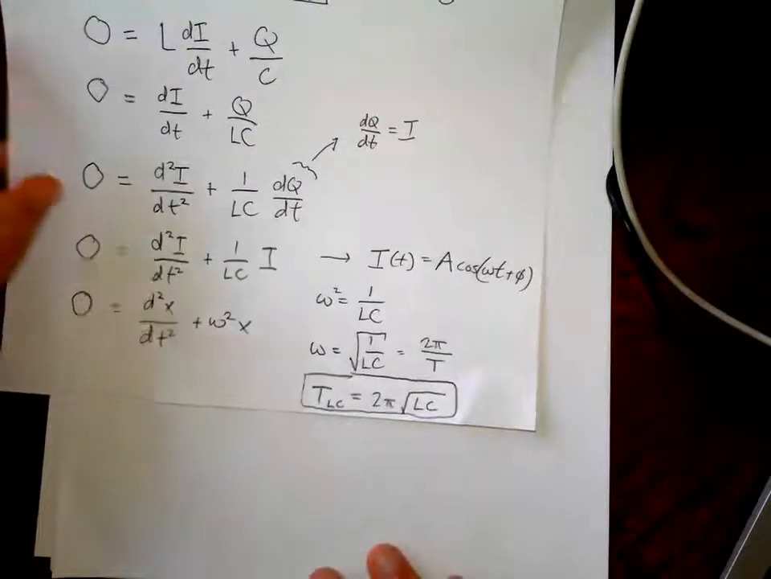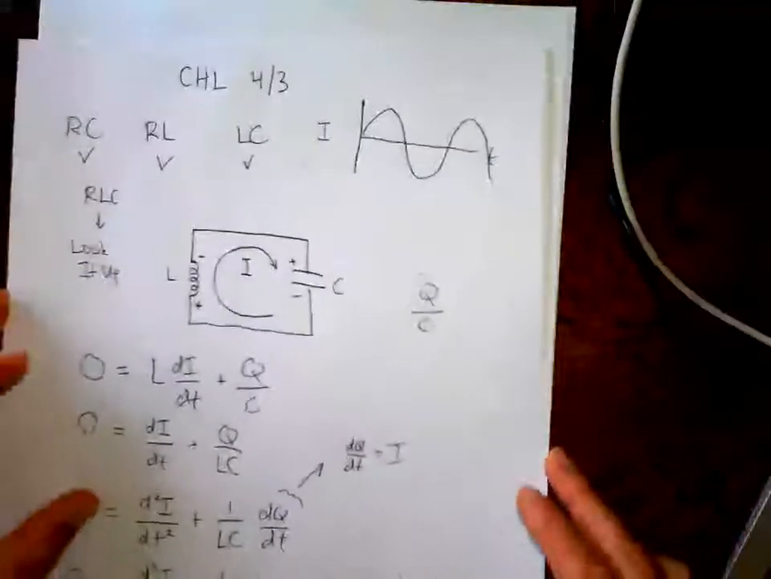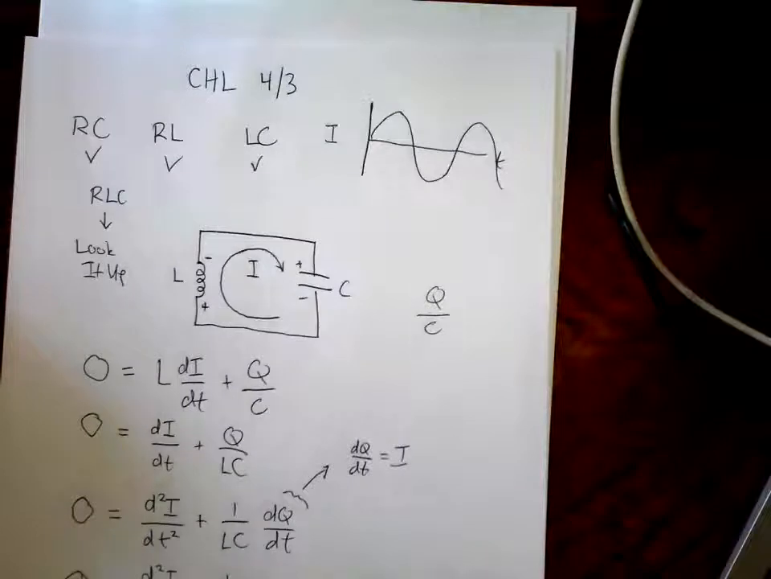So what do you think the current would look like if we included the effects of resistance? I'm going to count to 5 for this one. 1, 2, 3, 4, 5.